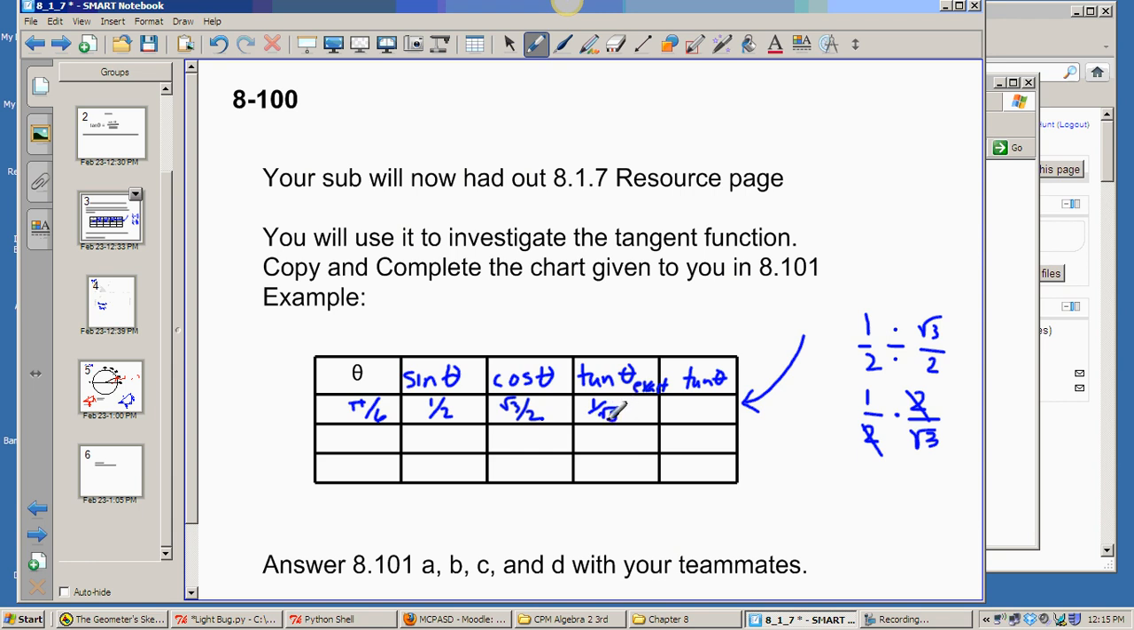So that's the exact value. Then you can just pull out your calculator and get the decimal approximation. So if you put that into your calculator, you should get 0.58. And if everybody does that now, you can check and make sure that you get the same answer that I got. And you're going to proceed and fill out the rest of the values in that chart. So the sub will pause for about 10 minutes so that you can go ahead and do that now.